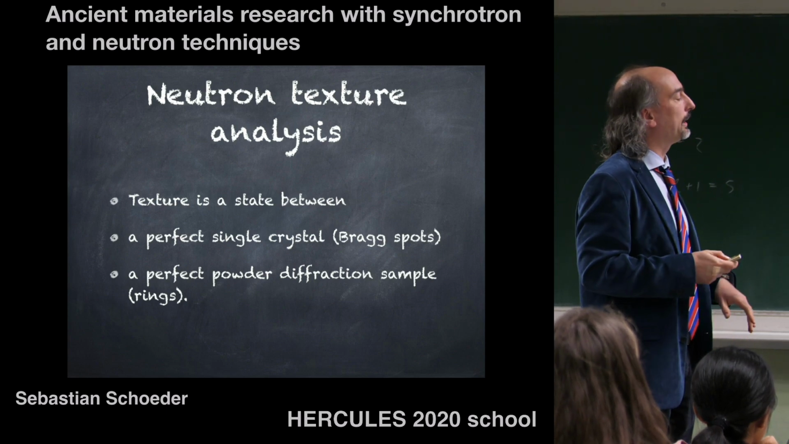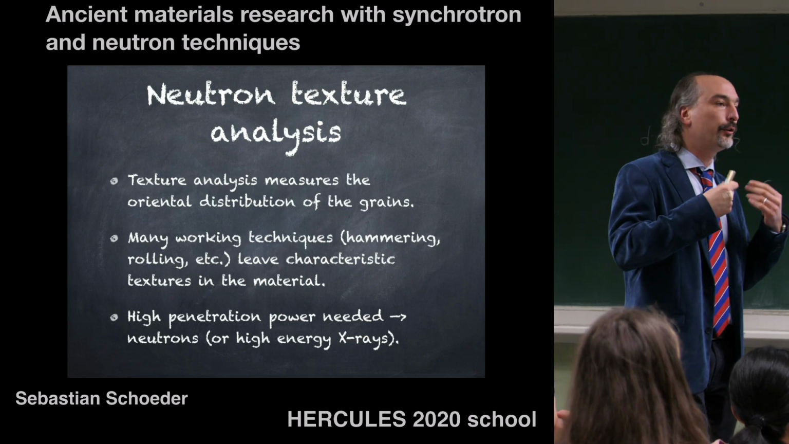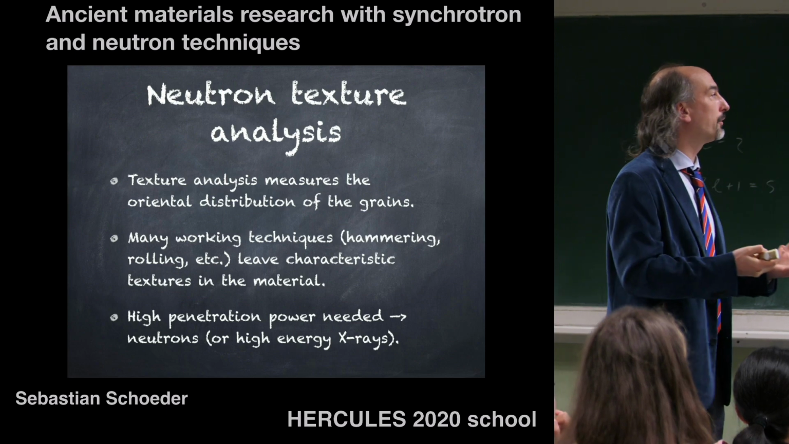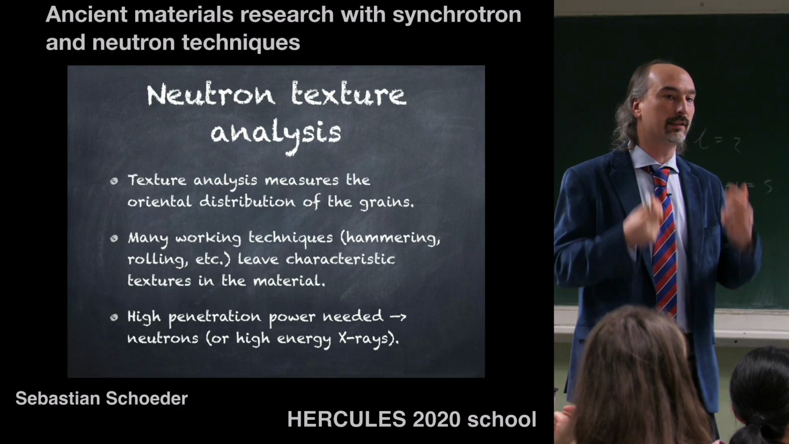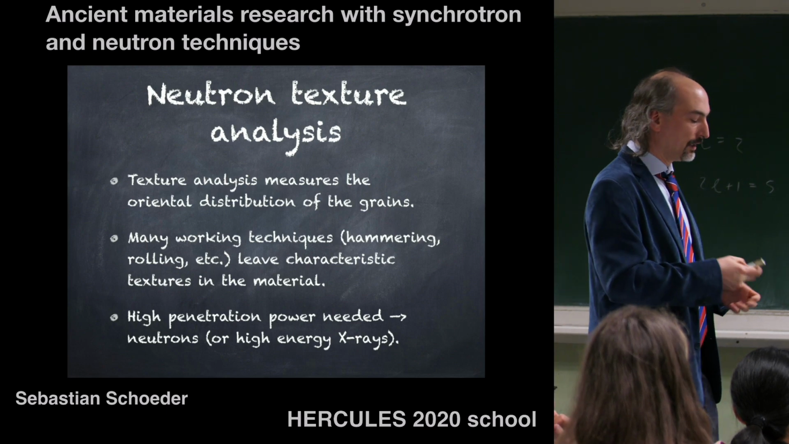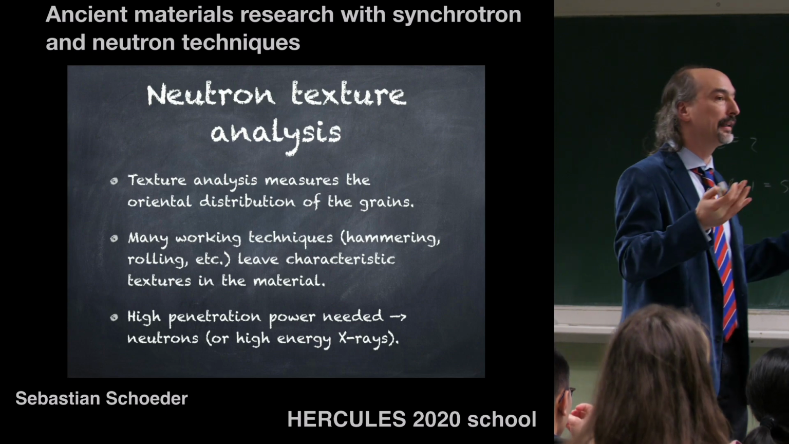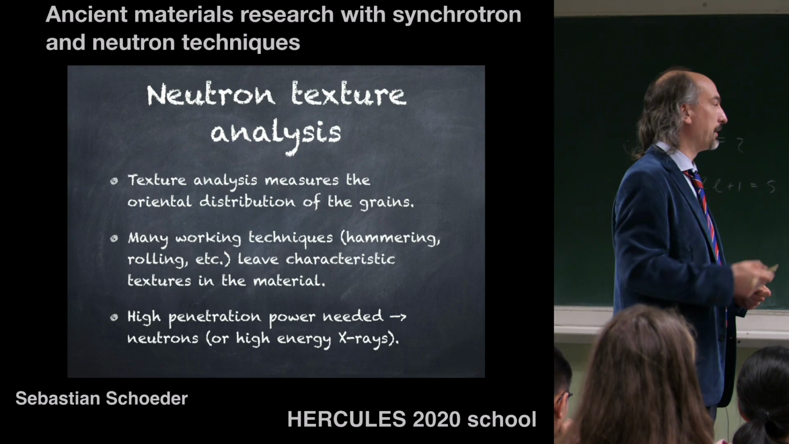And this is a very useful technique because many fabrication techniques, especially in metal, are going to leave certain imprints on the grain distribution. And then by measuring the texture of this material, I can deduce how this material was fabricated. The disadvantage is I need to penetrate the whole sample to do this, and most metals, of course, are very absorbing to X-rays, so that's just why this is really more done with neutrons.